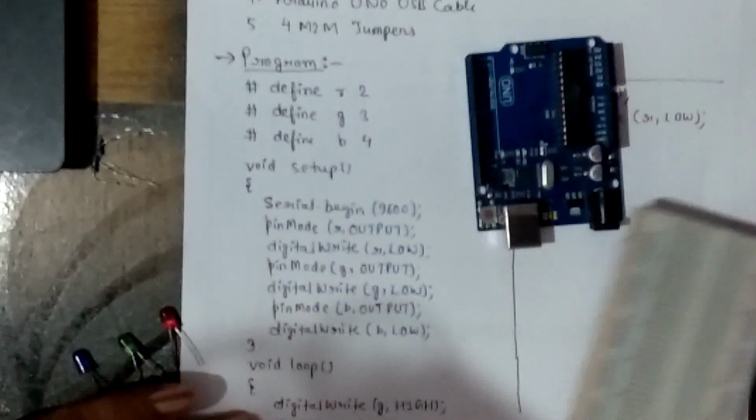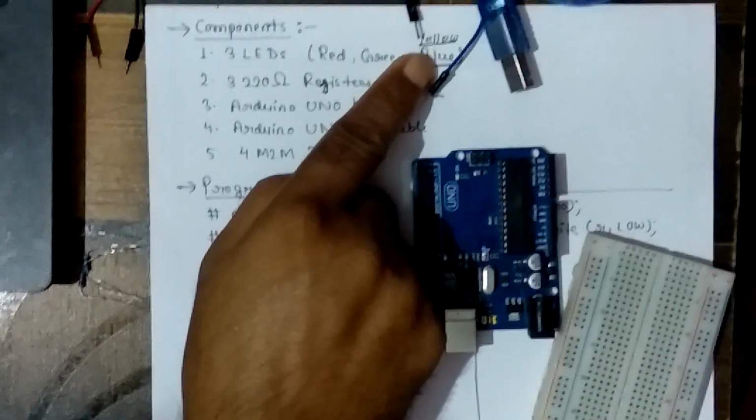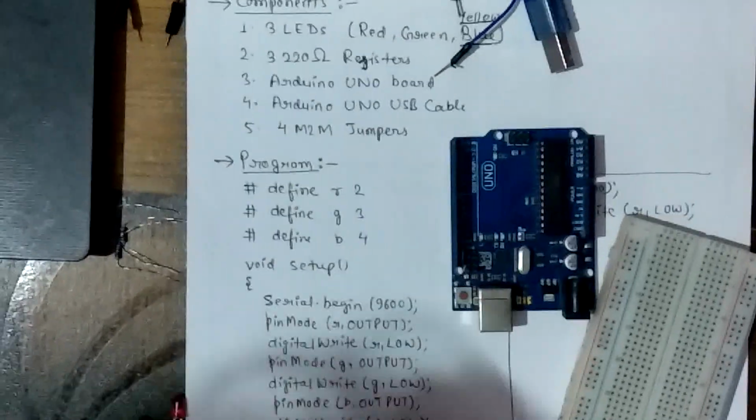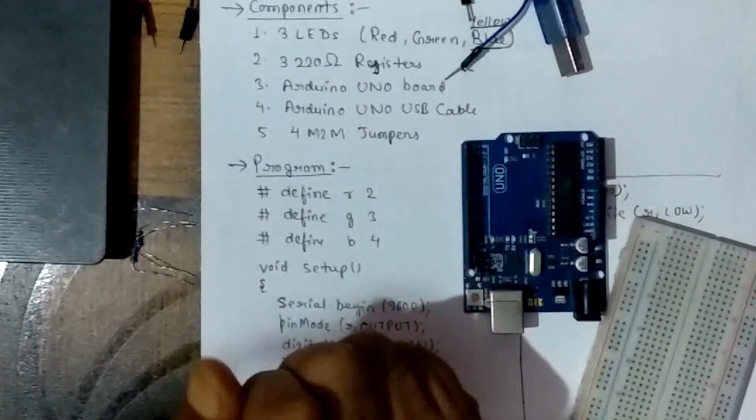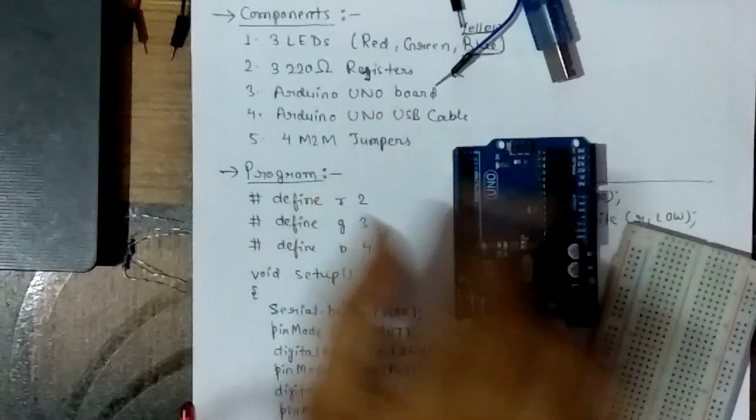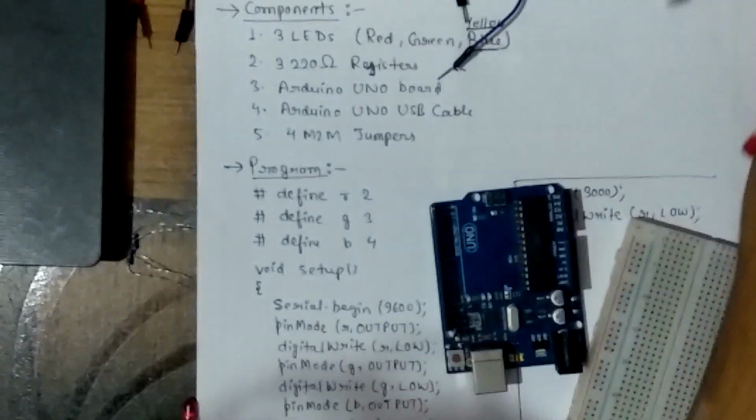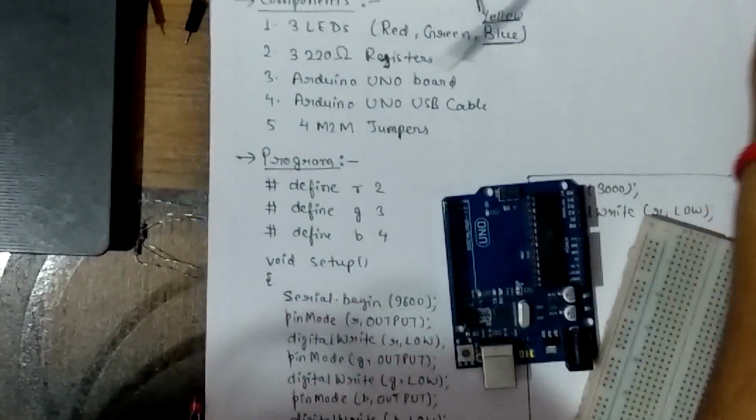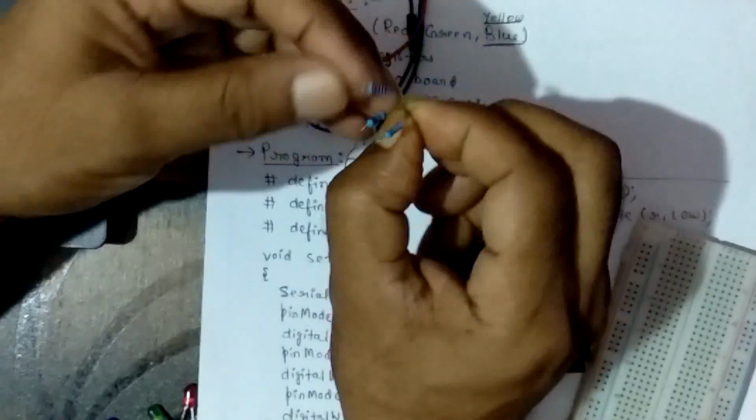There are 5 different components: 3 LEDs, red, green, yellow. I have taken blue because yellow is not available right now. The second component is 3 220 ohm resistors, then the Arduino UNO board, the Arduino USB cable, and 4 M2M jumpers.